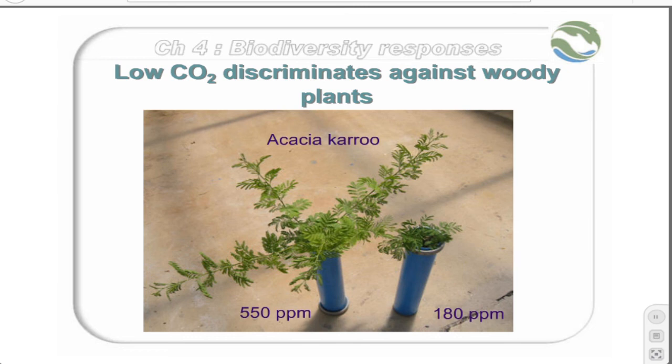Clearly then, increasing atmospheric CO2 has very direct effects on tree growth, which is likely to translate into very significant changes in vegetation structure in areas which are controlled by the competitive balance between trees and grasses, and controlled by fire.